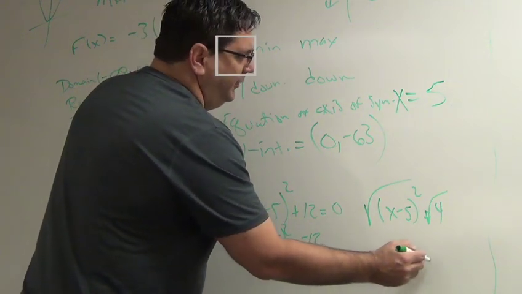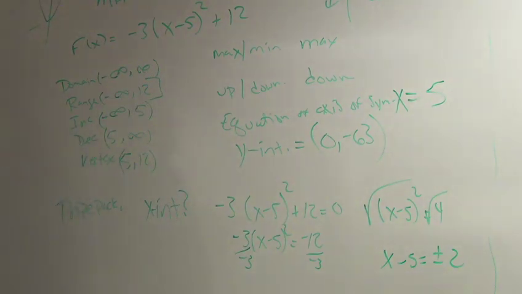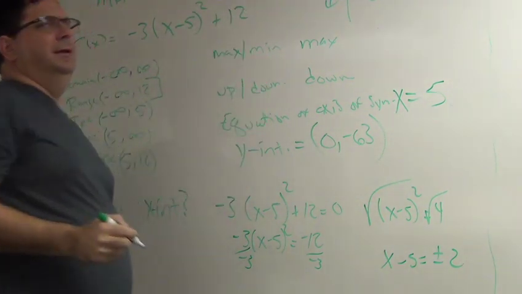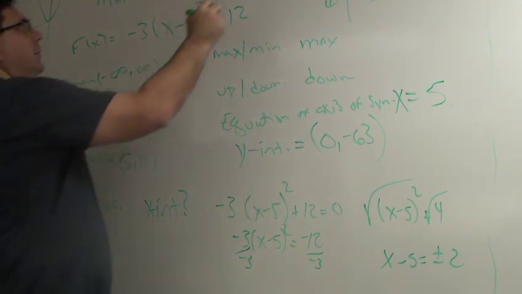You get x minus 5 equals, and this is where you gotta be careful. It's plus or minus 2. See, as a general reminder, x squared equals 9 does not mean that x is 3. It means that x is either 3 or -3, Brad. All right?